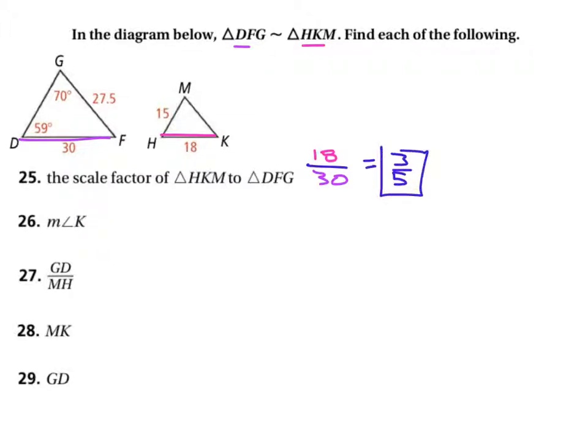That's the scale factor. We always want to simplify it, and we always want to be sure that we're going in the order that they're telling us to. And in this case, they're telling us to start with the small one and then go to the bigger one. Okay? So that's 25. 26 says, what is the measure of angle K? Well, let me erase the earlier marks. It's probably a good idea for me to get out of there all the stuff that doesn't stack up too much.